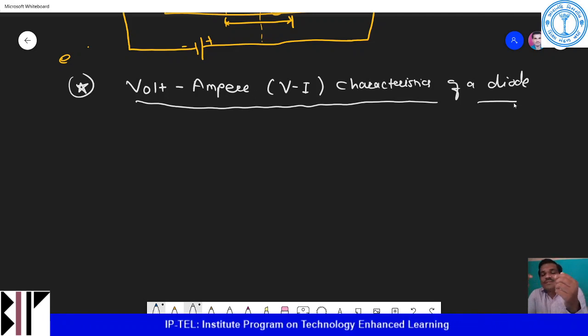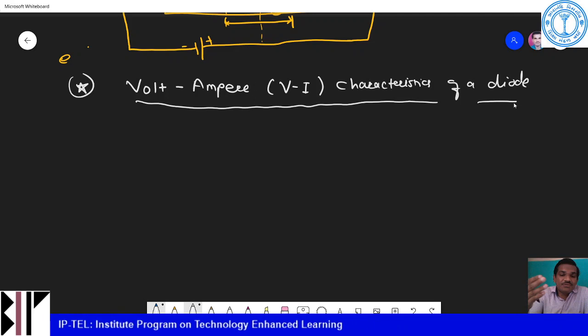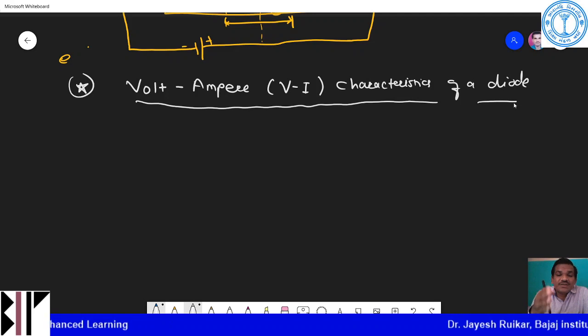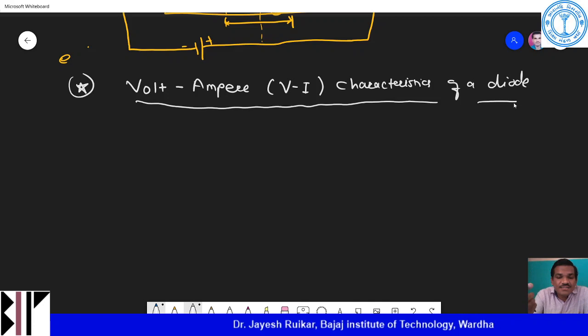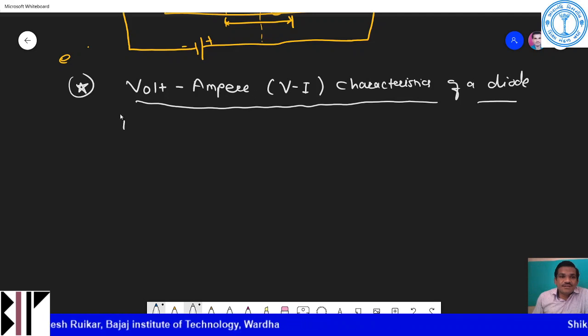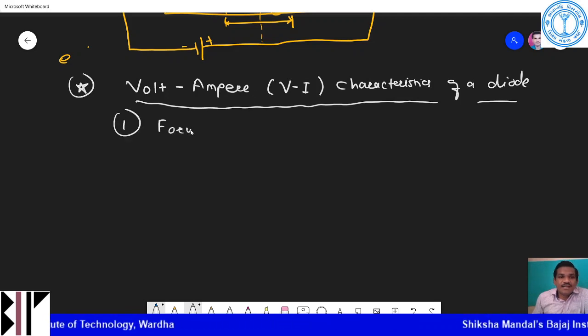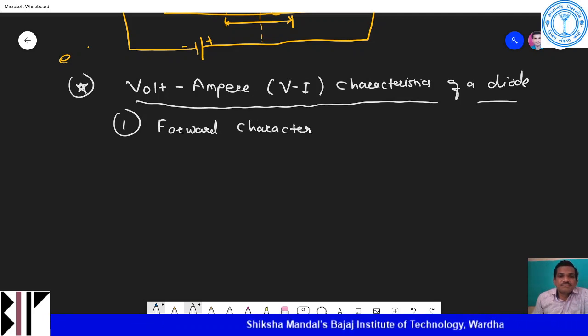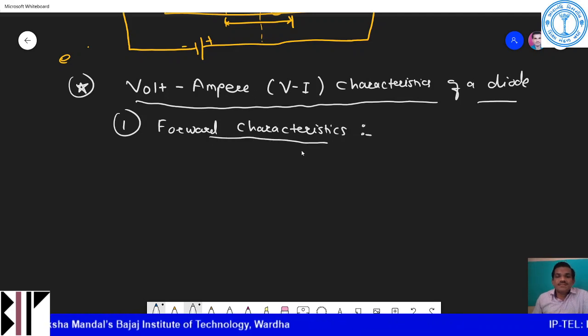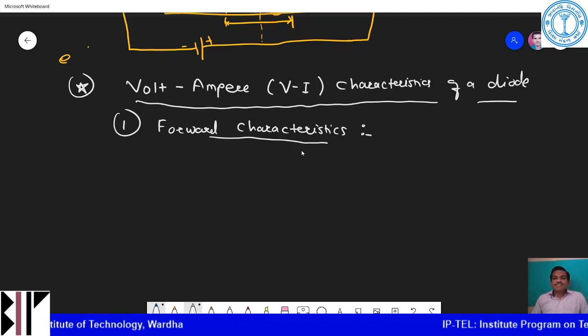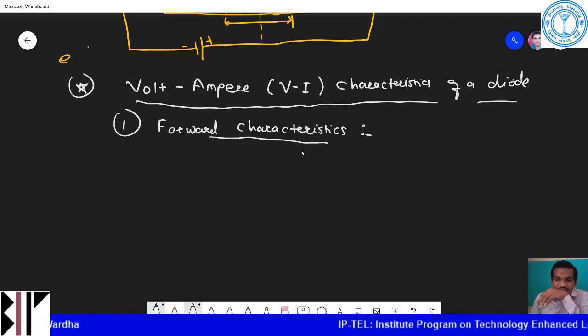Before going to this, we'll divide it. We'll first see the forward characteristics of the PN junction diode, and then the reverse characteristics of the PN junction diode, and then we will combine these forward and reverse characteristics in a single waveform. So first, the forward characteristics. Now I will connect this PN junction in the forward bias condition.